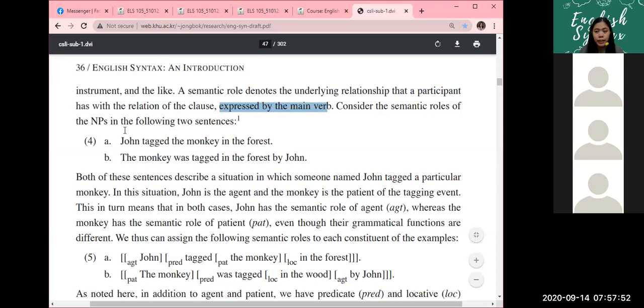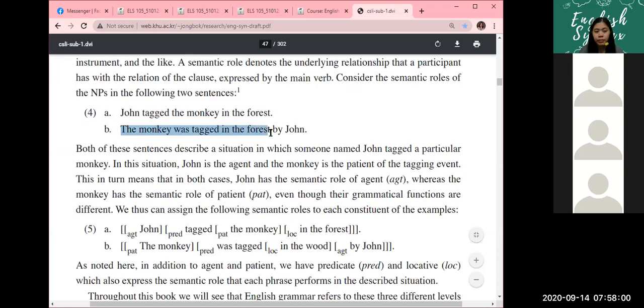So what are the NPs? These are phrases or noun phrases. So for example, John tagged the monkey in the forest. Now both, the monkey was tagged in the forest by John. Both of these sentences describe a situation in which someone named John tagged a particular monkey. So in this situation, John is the agent or the doer of the action. The monkey is the patient or the receiver of the action, which is the tagging event.